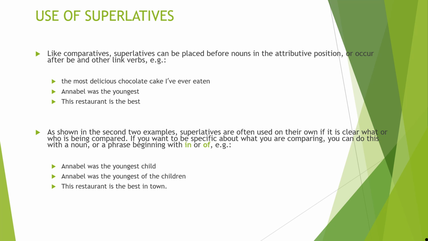Superlatives are often used on their own if it is clear what or who is being compared. If you want to be specific about what you are comparing, you can do this with a noun or a phrase beginning with in or of. Annabelle was the youngest child. Annabelle was the youngest of the children. The restaurant is the best in town.